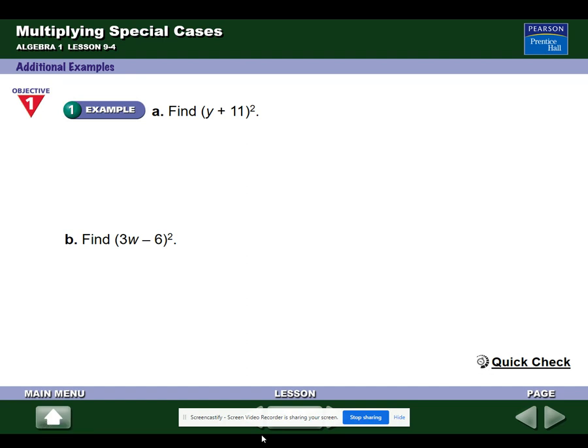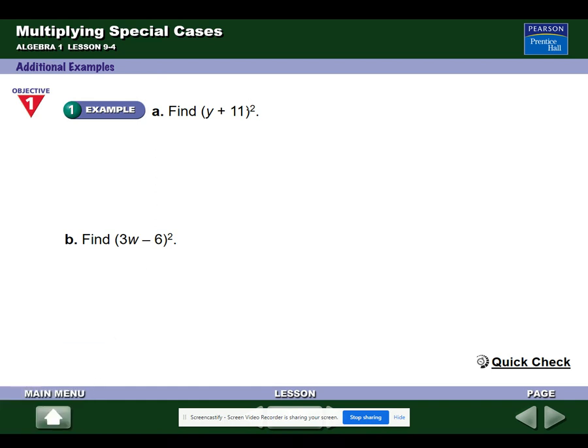Algebra 1, Section 9.4, multiplying special cases. Just going to run through a few examples here. You have y plus 11 squared in example 1a. You need to realize that means y plus 11 times itself.